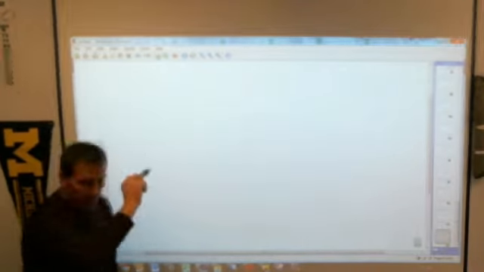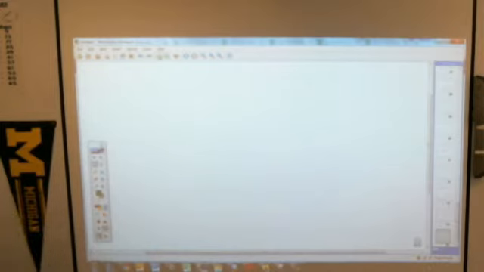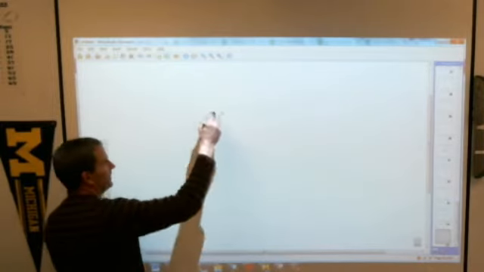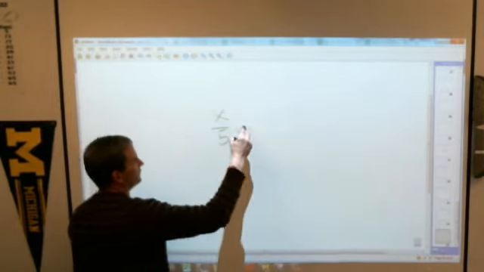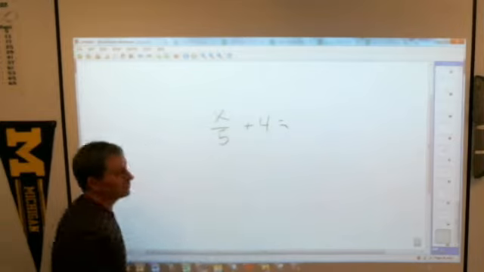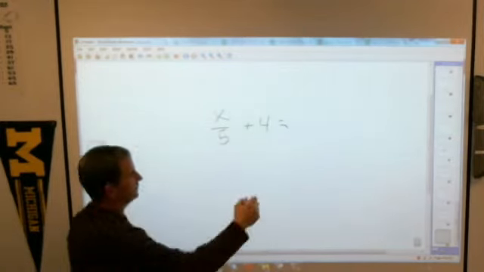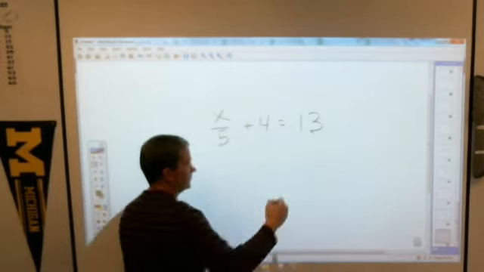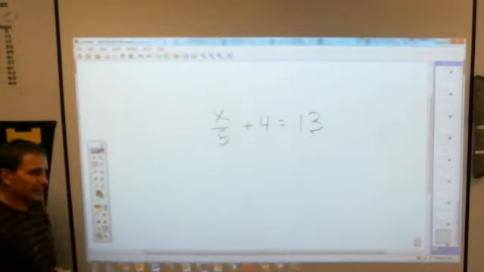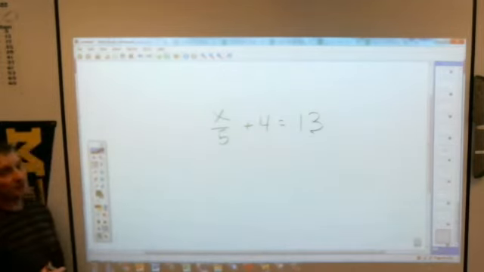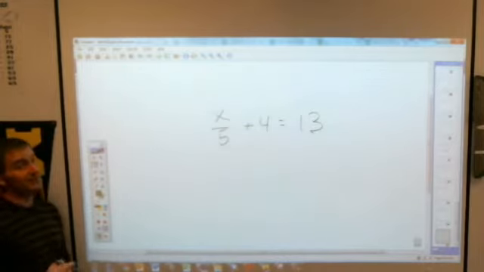Alright, now, here we go. Just need you to focus with me for just a little while longer, right? Oh, one more, just because we didn't do this. X over 5 plus 4 equals 13. Before you do this problem, look at it carefully. Is there something a little bit different about this one than the other problems you had?